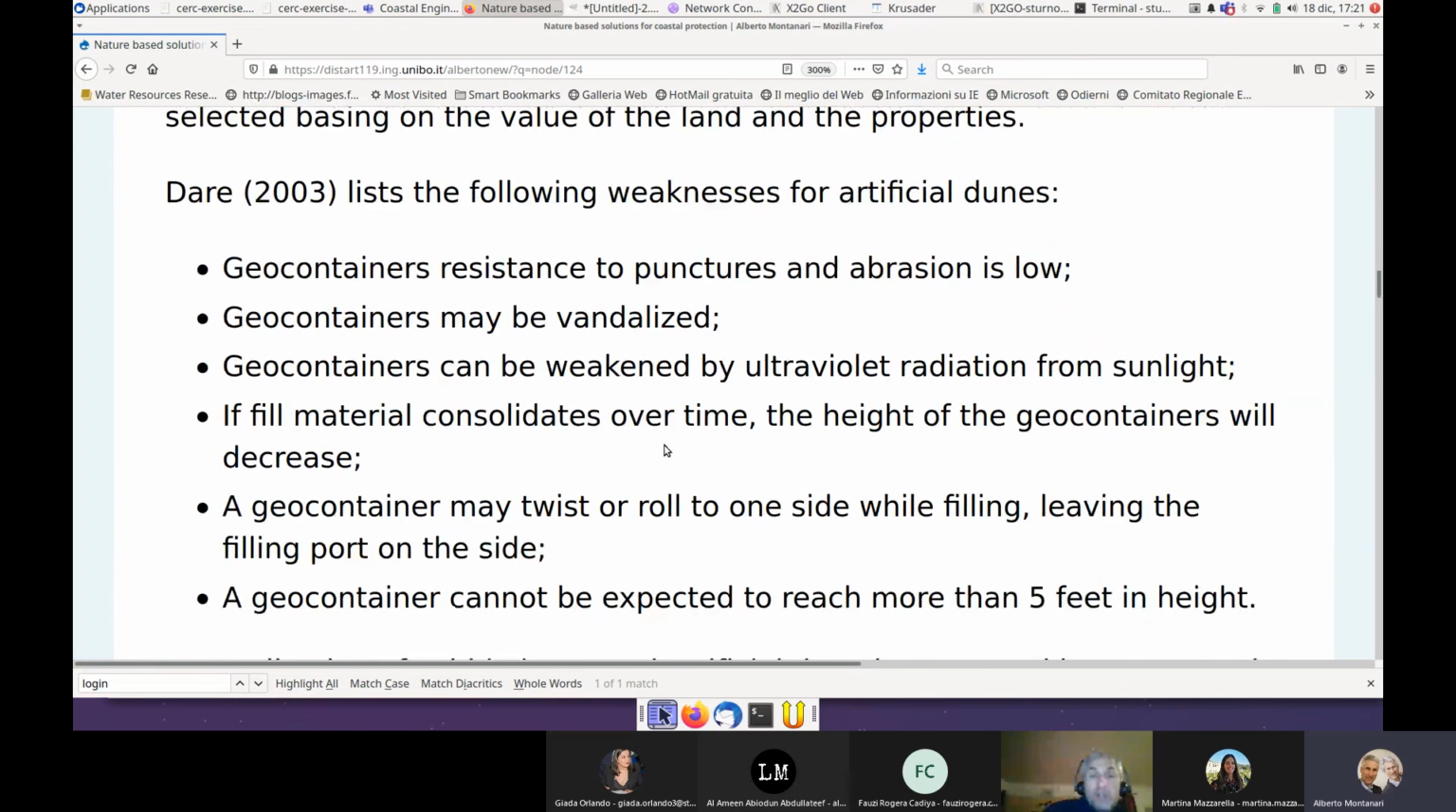For instance, the weaknesses are that if we use geocontainers, they may not be very resistant to abrasion, may be vandalized, may be weakened by ultraviolet radiation from the sunlight, etc.